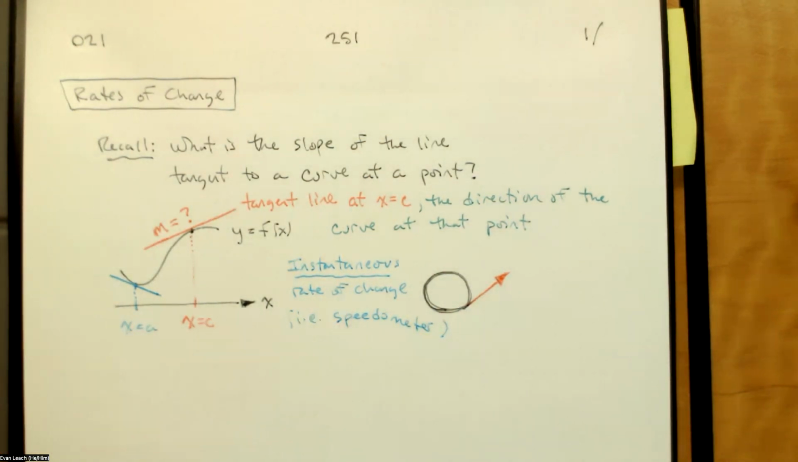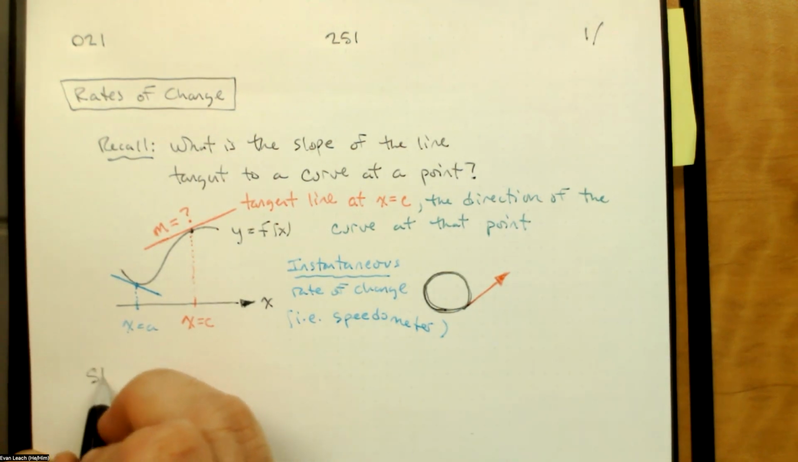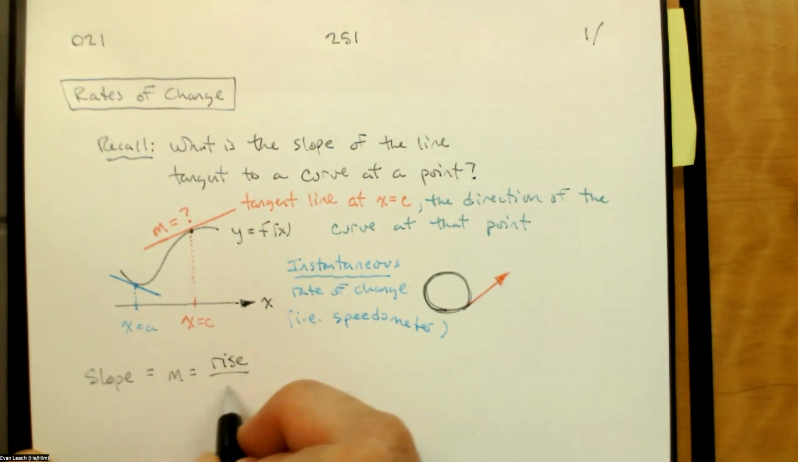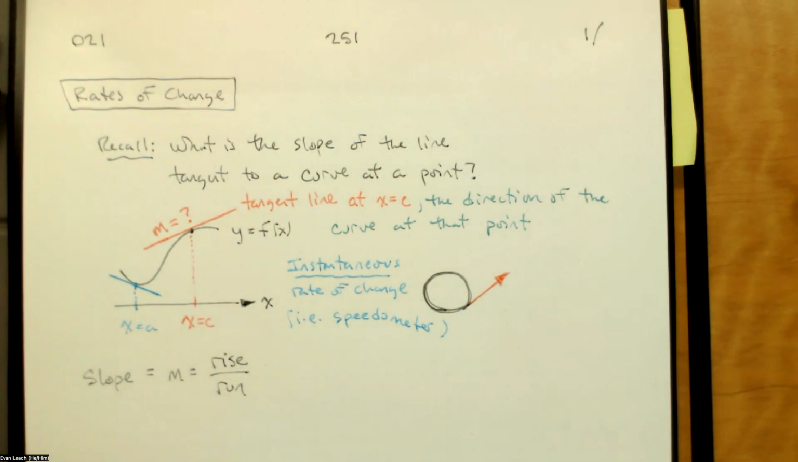So we're going to use our favorite, the instantaneous rate of change or instantaneous speed. How fast are you going at that moment? Let's talk about slope. How do we calculate slope? Slope is rise over run.